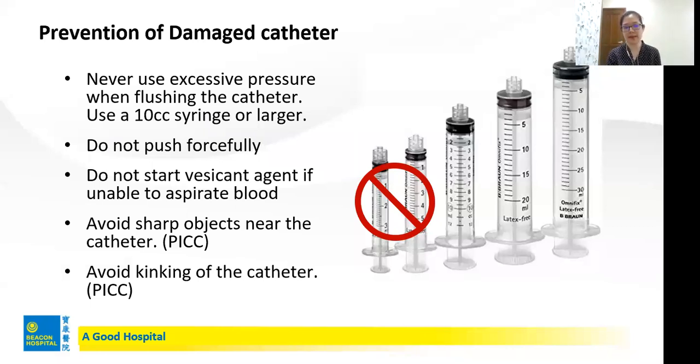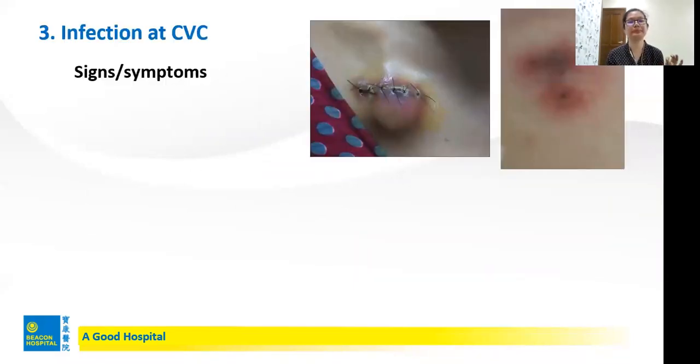Okay, I understand you like to make a U loop and stick it nicely, but do not kink the U loop. Please make it really a U, a big U, okay? Do not make a V where you kink the catheter. Some CVADs you can keep for months and up to a year, right? If you frequently kink the same part, then it will crack the catheter, it will damage the catheter. So these are some prevention tips.